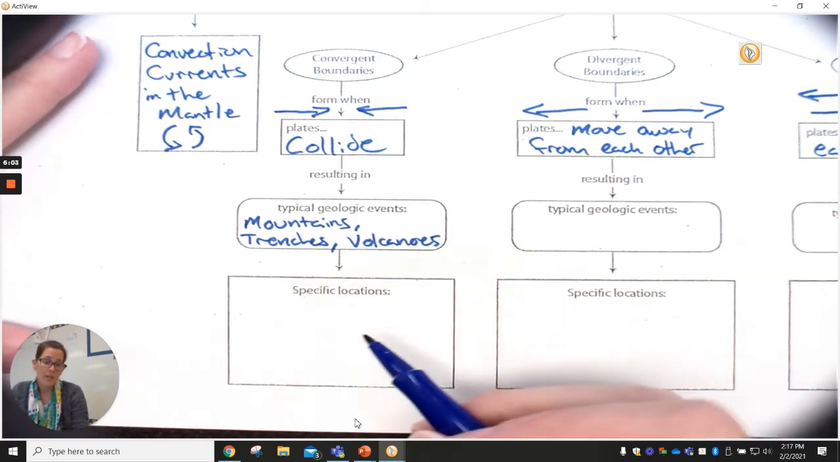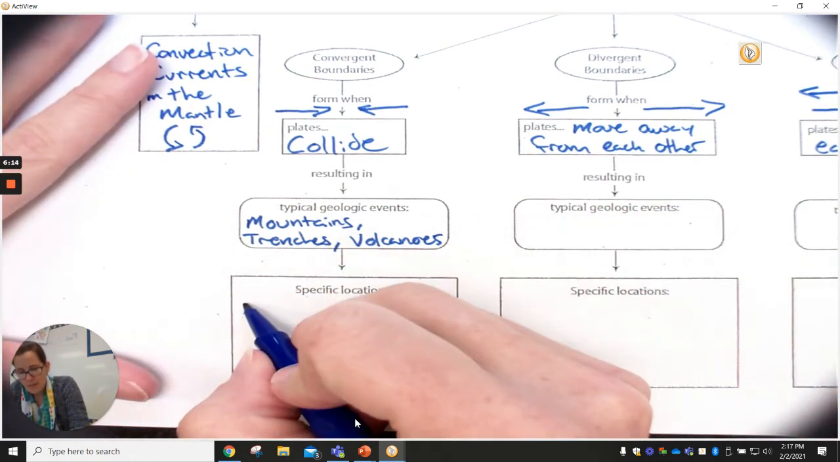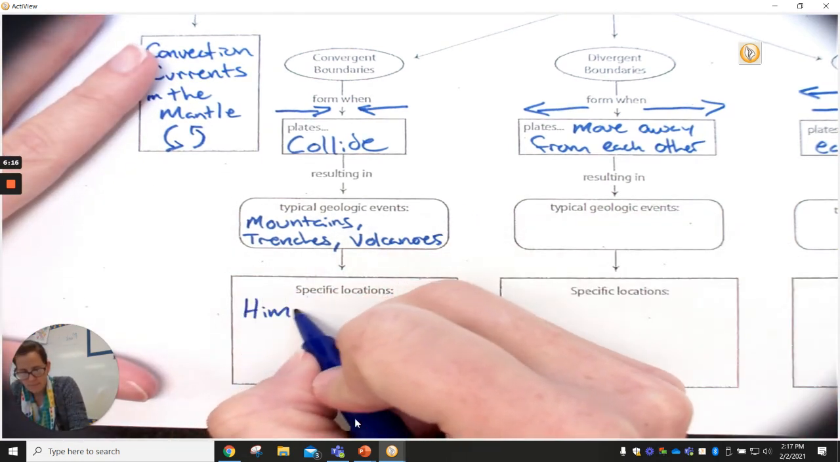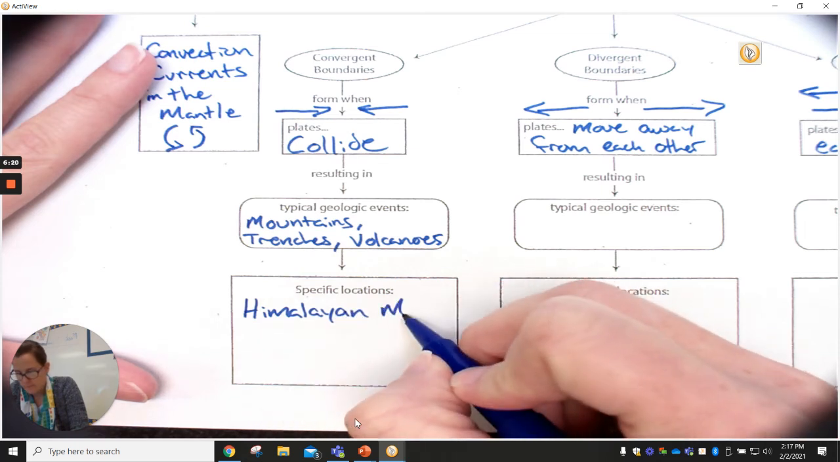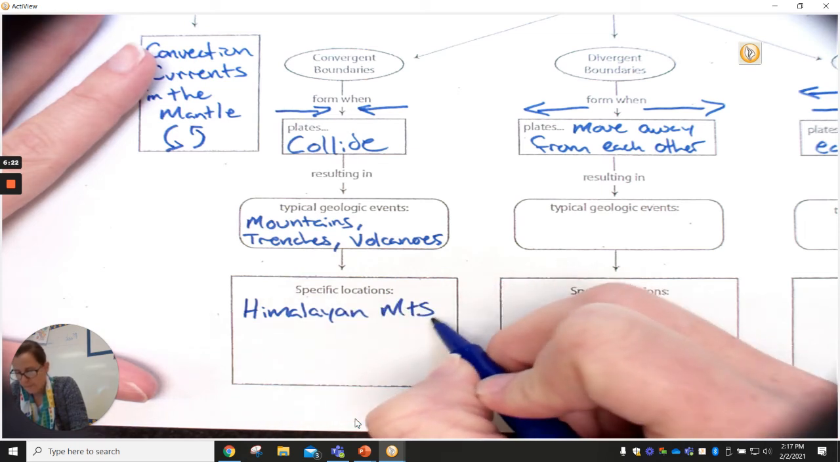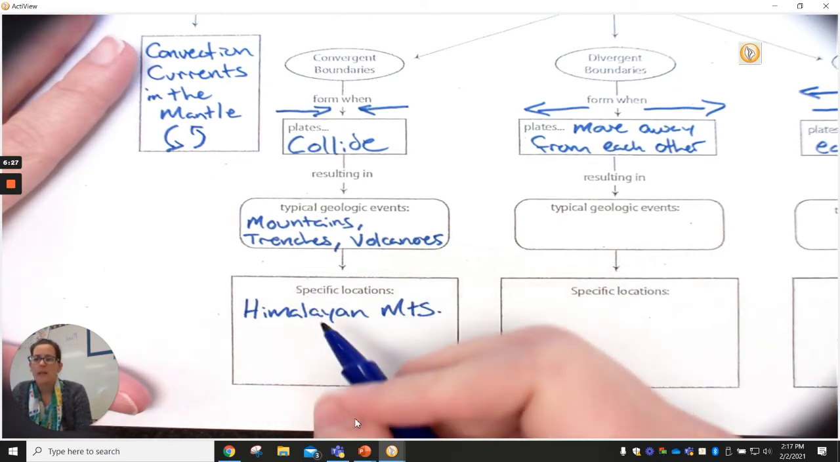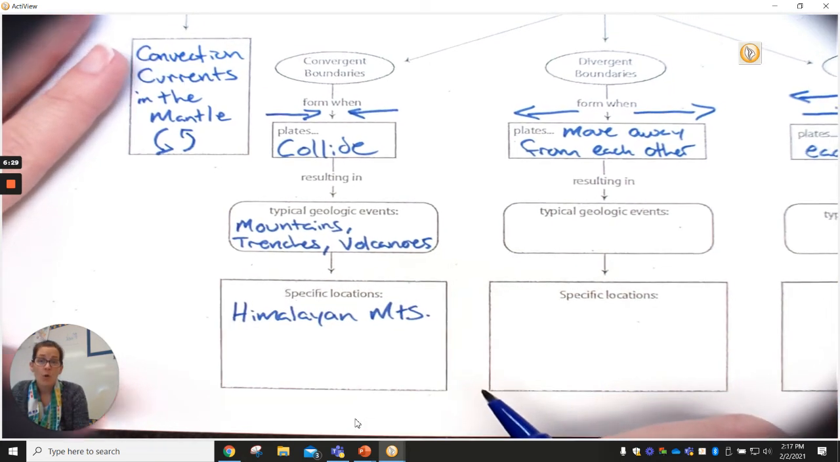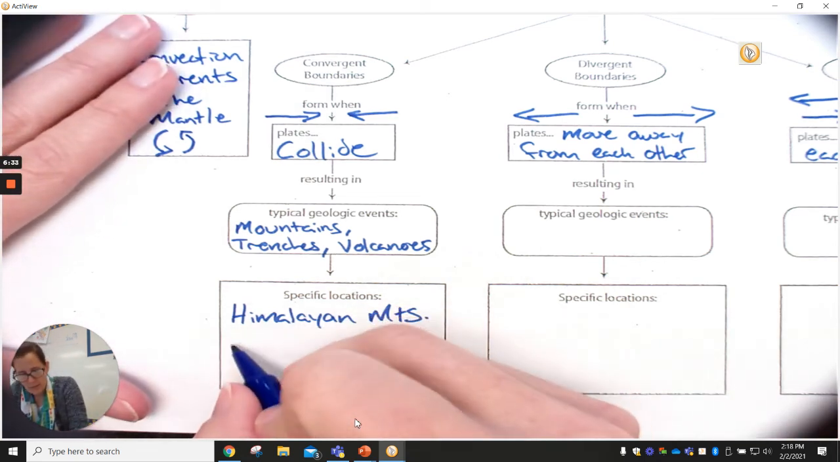So some really cool locations where you can see mountains being built and trenches happening because of these convergent boundaries. We have the Himalayan mountains. Okay, I just kind of abbreviated that a little bit. Is that okay? And then the tallest mountain in the world is Mount Everest, and that's in the Himalayas. So I'm going to put Mount Everest right here.